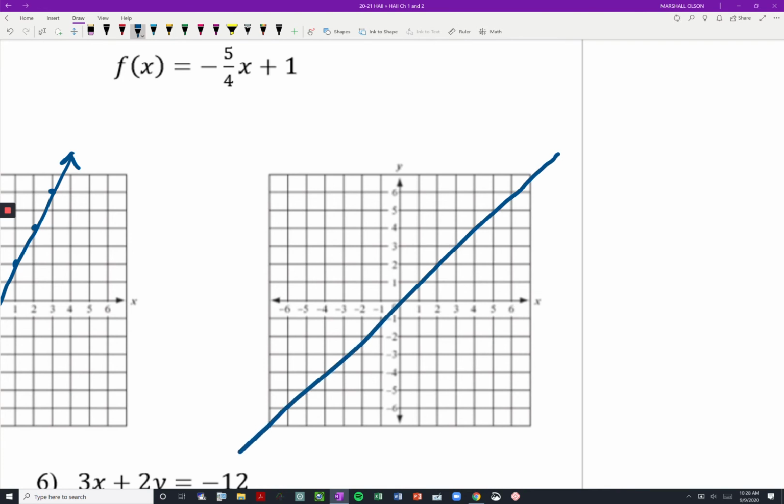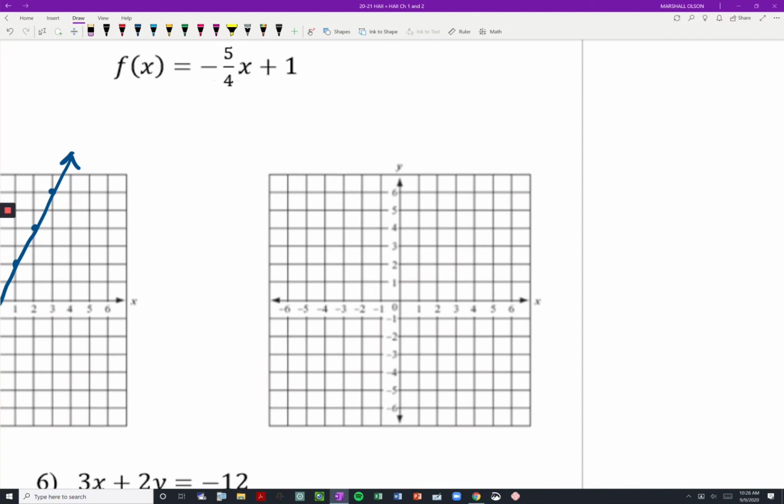It's a 45-degree angle. Anything that is greater than 1 will be steeper. Anything that is less than 1 will be a more gradual slope. So it's something to keep in mind here too. This is bigger than 1 even though it's negative. So I know it's negative, but I also know it's going to be steeper than that 45 degrees.